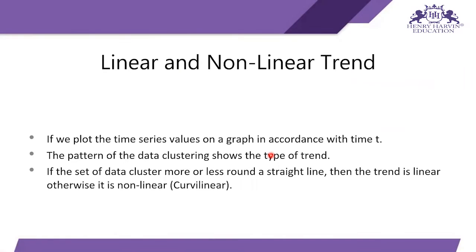Next, a trend is also divided into two parts, which are linear and non-linear trend. If we plot the time series values on a graph in accordance with time t, the pattern of data clustering shows the type of trend. If the set of data clusters more or less around a straight line, then the trend is linear. Otherwise, it is non-linear, or curvilinear.